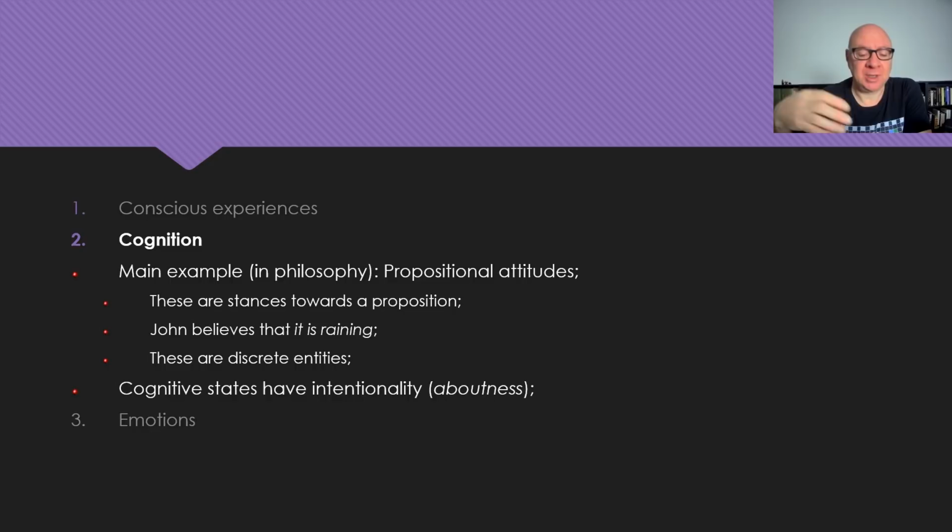So in this example, it is John believes that it's raining. So if you read texts about cognition, if you read philosophical texts about cognitive states, in many cases they will use a propositional attitude. And basically it's a thought, right? So John believes that it's raining is John thinks that it's raining. So thinking, believing, hoping, knowing that, they're all attitudes you can have towards a proposition.